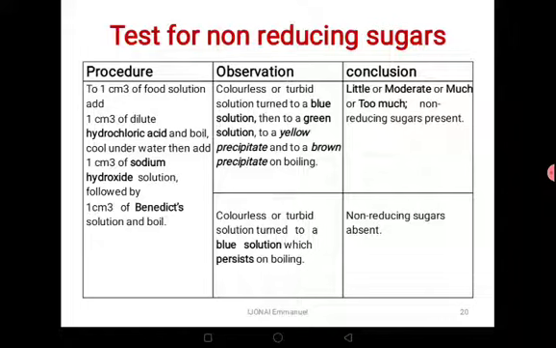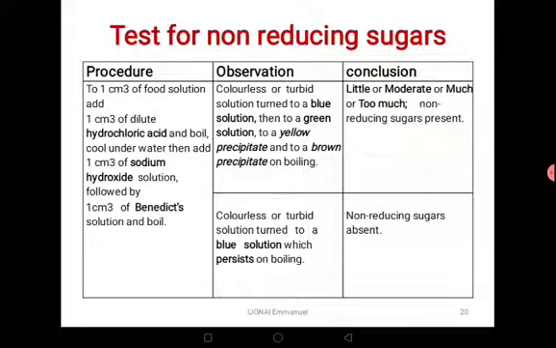So it can be little, moderate, or much, or too much non-reducing sugars present. I mean, it is not non-reducing, it will be reducing sugars present. It will be little reducing sugars present, moderate, or much reducing sugars present. You remove the word none there. We shall explain later on. Now, these reducing sugars are present because the non-reducing sugars have been hydrolyzed.